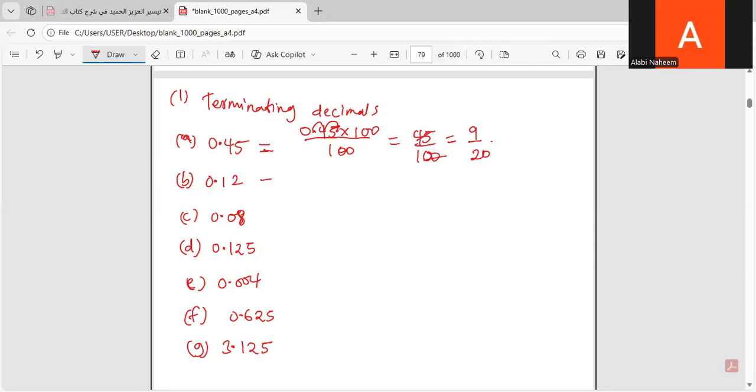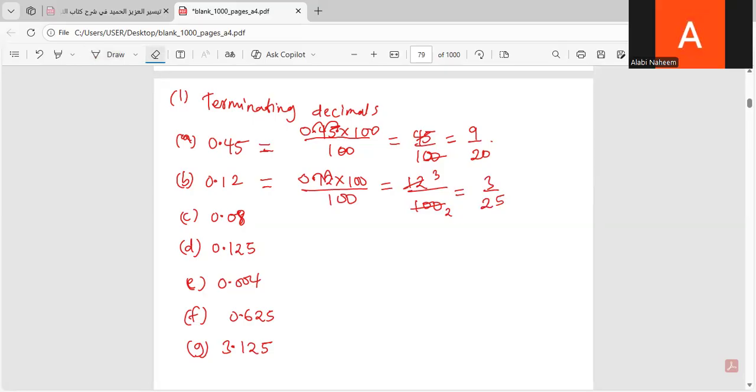For 0.12 also, it has two numbers after the decimal point. So what should we do? Multiply and divide by 100. So decimal point to the right twice because 100 has two zeros. 1, 2. That's 12 over 100. Simplify finally. You can divide both by 4, right? 12 divided by 4 is 3. 100 divided by 4 is 25. So we have 3 over 25. This is the fraction in its lowest term, 3 over 25.